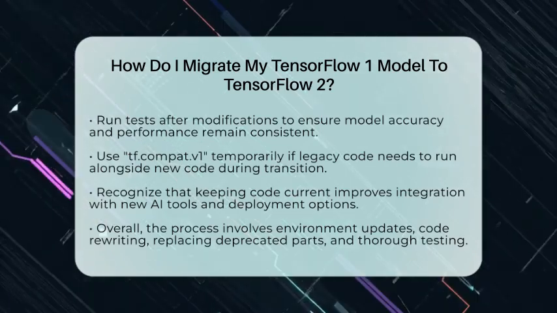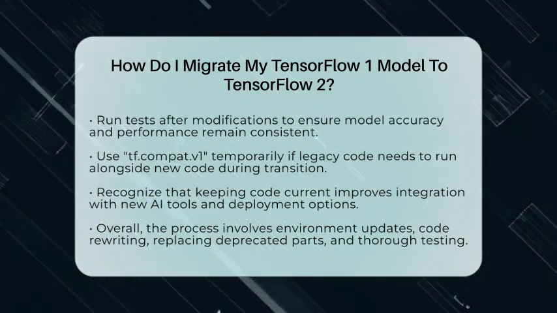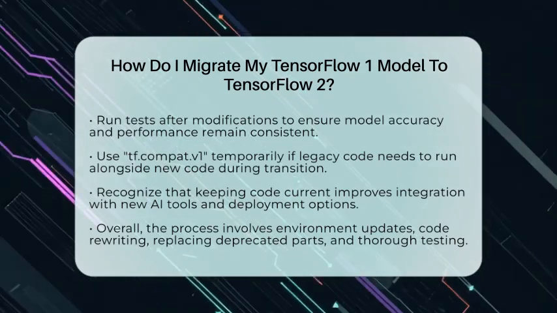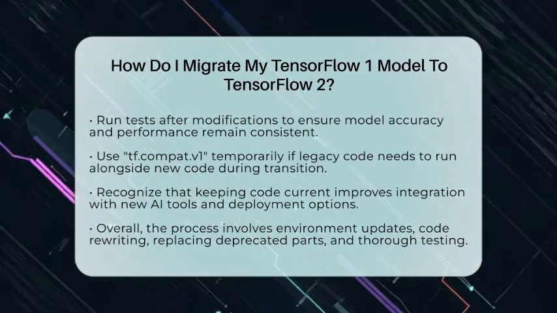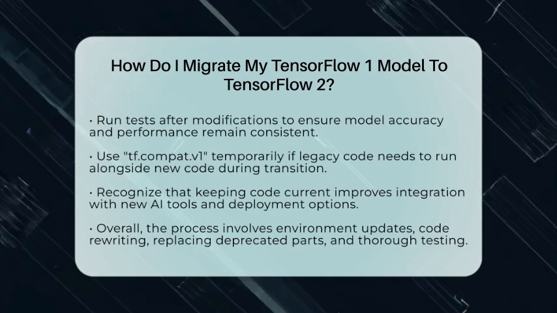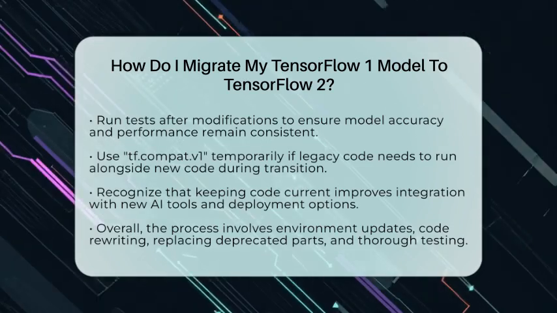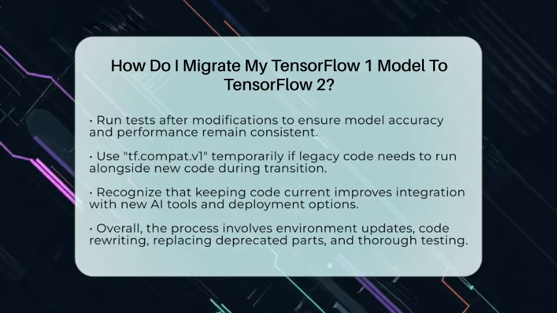In the end, upgrading from TensorFlow 1 to TensorFlow 2 involves updating your environment, running the upgrade script, rewriting parts of your code for eager execution, replacing deprecated modules, and testing thoroughly. This process makes your models easier to maintain, more efficient, and ready for the latest AI development tools.